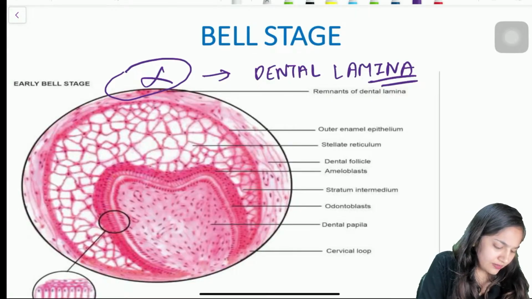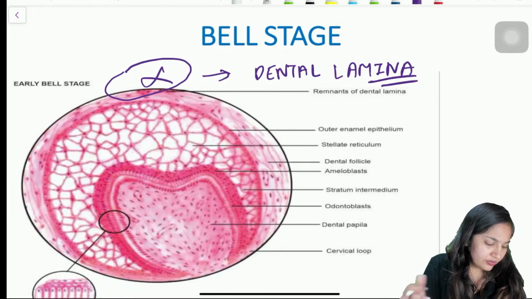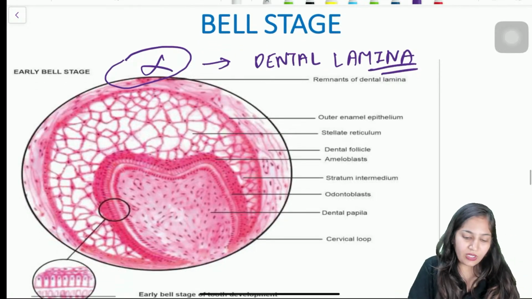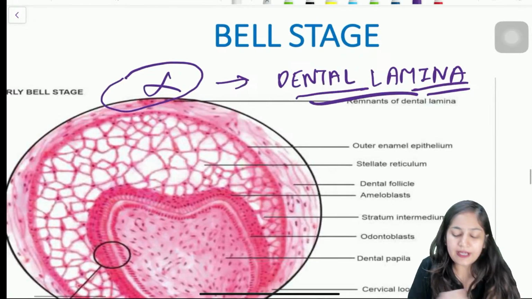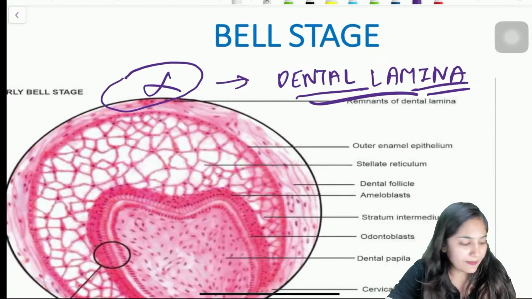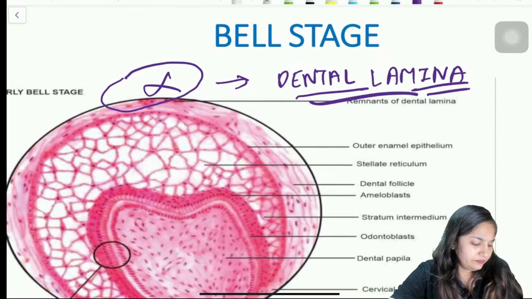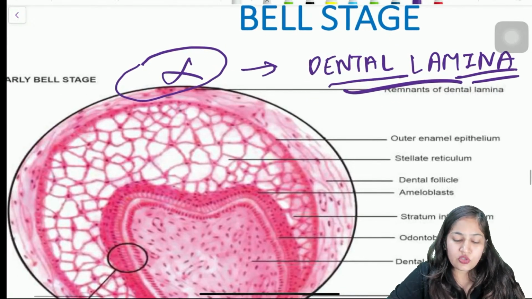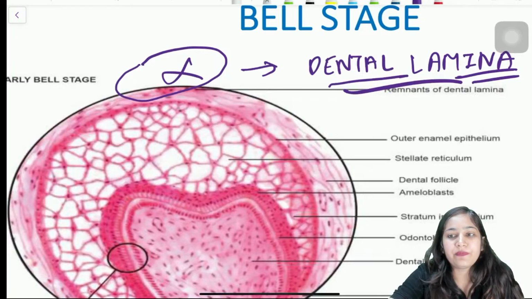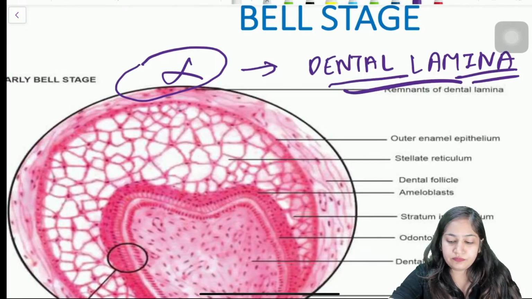Yes, Mithilesh, Riya, Priyanka, all are correct. So here, dental lamina is disintegrating during the bell stage. So first point is disintegration of dental lamina. Now, what things you can appreciate here? We have how many layers present here?